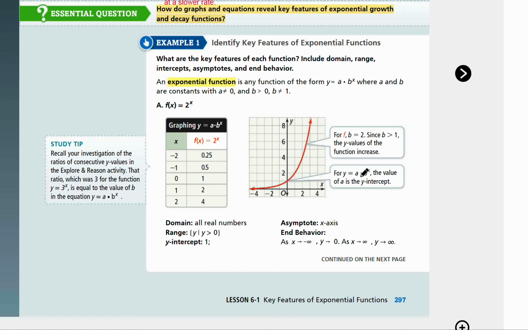So domain is all real numbers. You can plug in any numbers, but that doesn't mean your range would become negative, because you have an asymptote at y equals 0, the x-axis. So your range is everything greater than 0, and it's not equal to 0 because it will never be equal to 0. Your end behavior, as x decreases, y approaches 0. As x increases, y approaches positive infinity. And the y-intercept is 1.